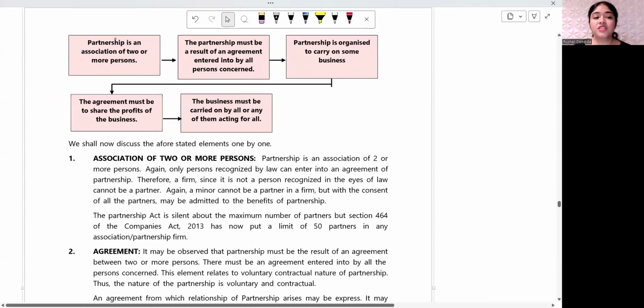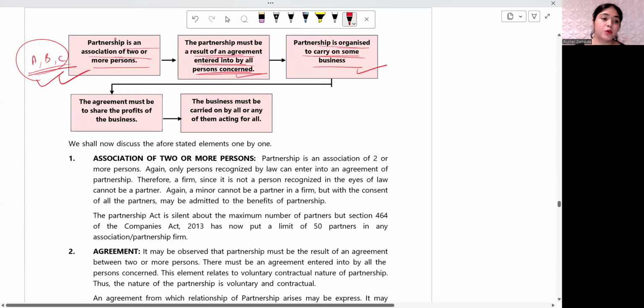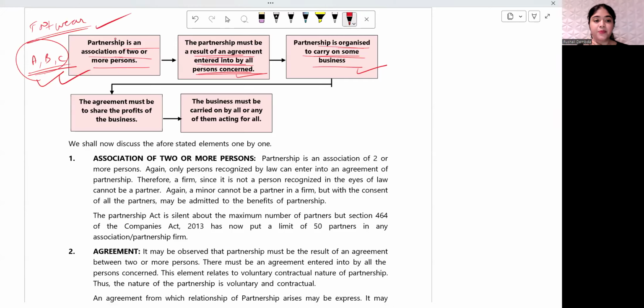Partnership is an association of two or more persons. So if you want to start a partnership, you need two or more people for that partnership. It should be a result of an agreement entered into by all persons concerned. So all these people concerned should enter into an agreement. Then partnership is organized to carry on some business. You are going to do some business. Let's suppose they are going to do footwear sale business, right? They are going to do shoes manufacturing or footwear trading business there.